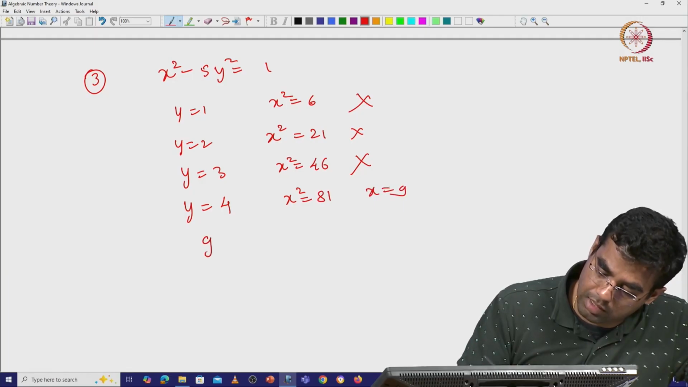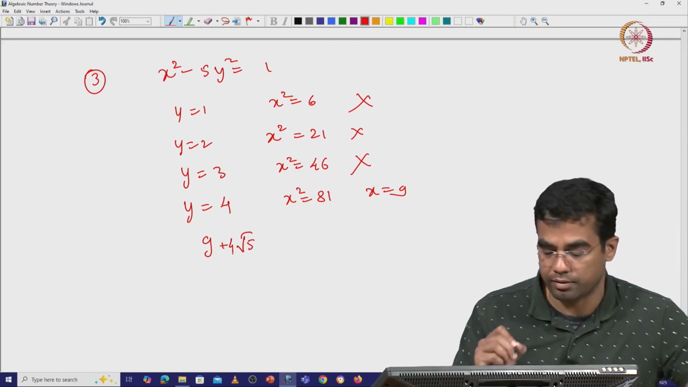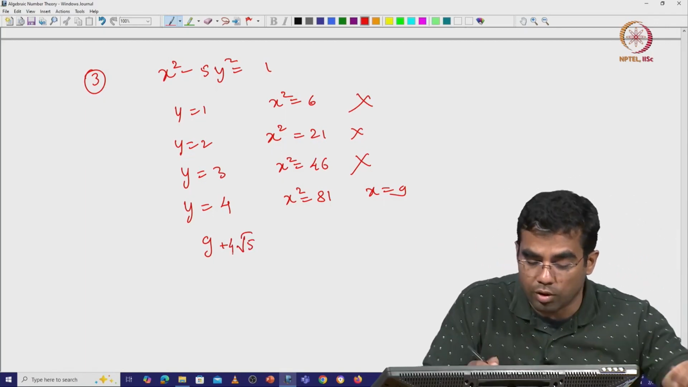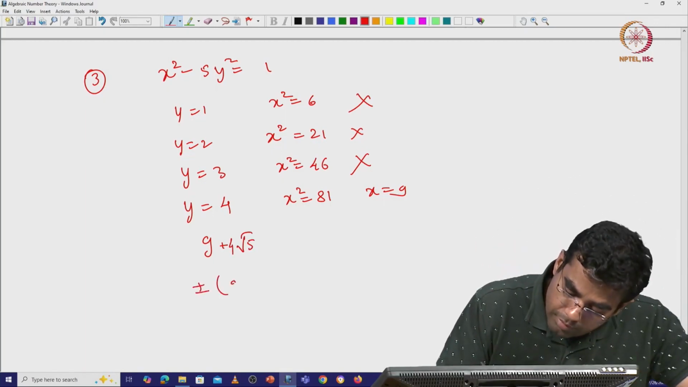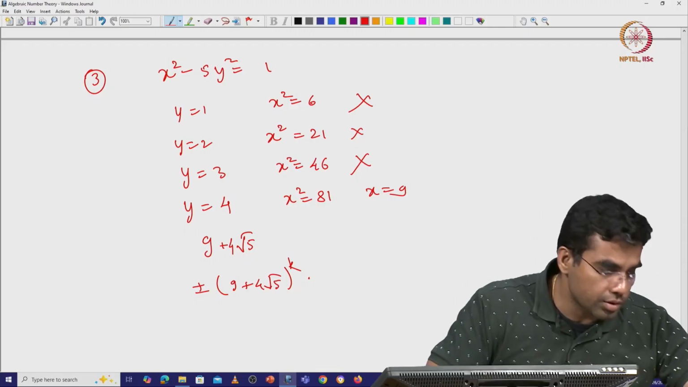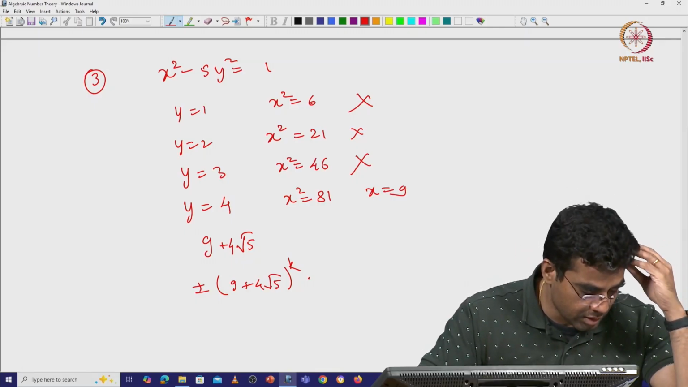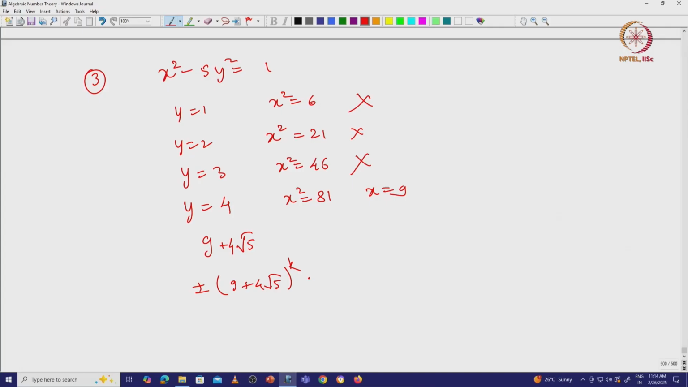So, you get 9 plus 4 square root of 5, and all the solutions are of the form 9 plus 4 square root of 5 to the k. This gives you all possible solutions of this particular Pell's equation.